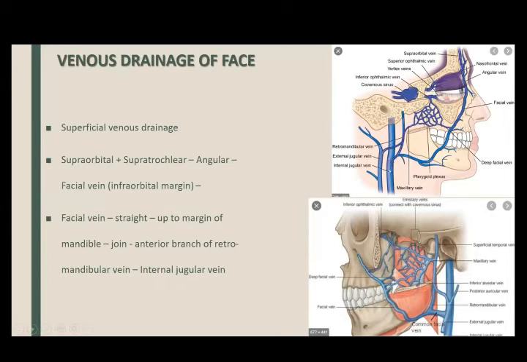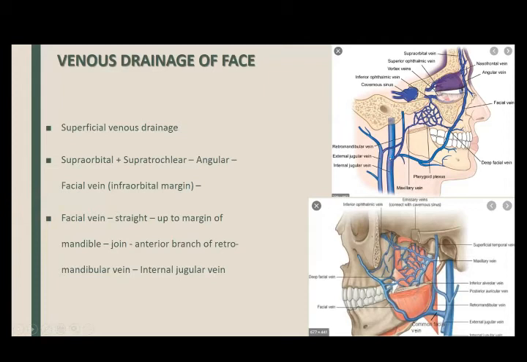ये internal jugular है. This is the internal jugular. So the retromandibular divides into a posterior and anterior tributary. The anterior tributary of the retromandibular joins the facial vein, and together they form a common facial which drains into the internal jugular.